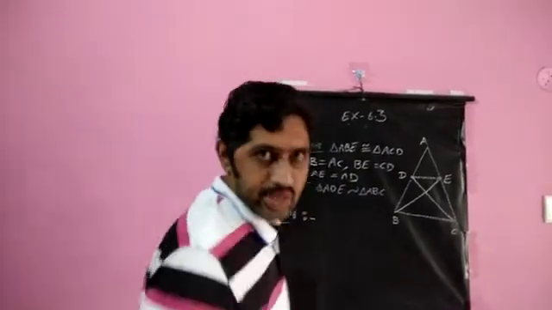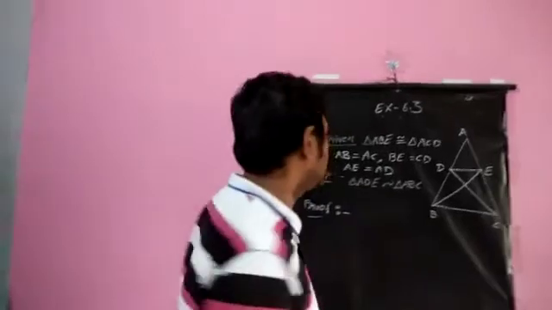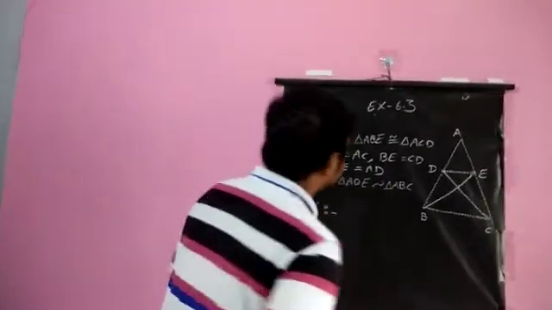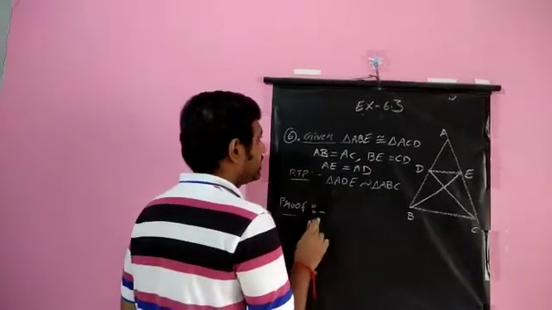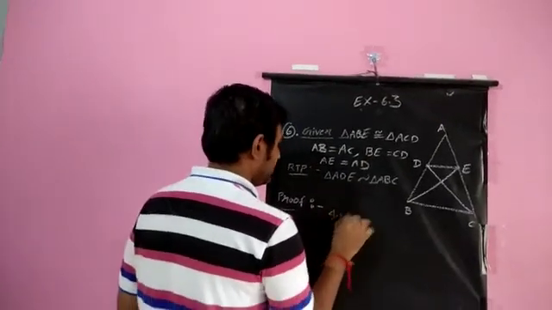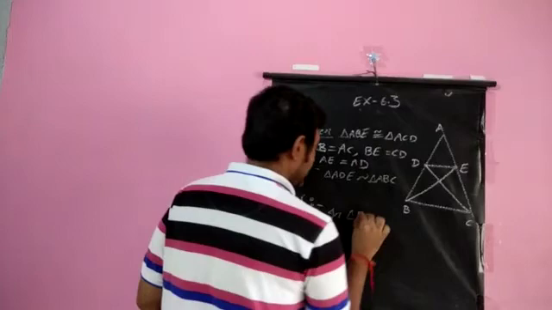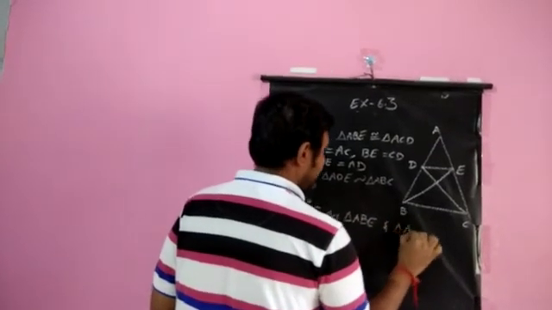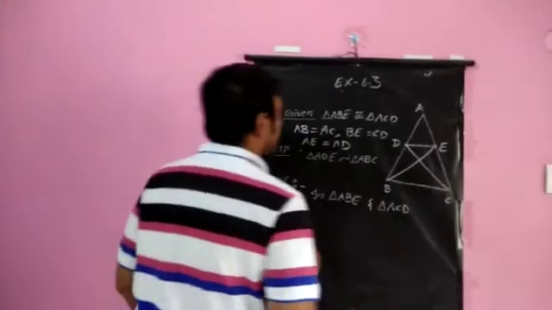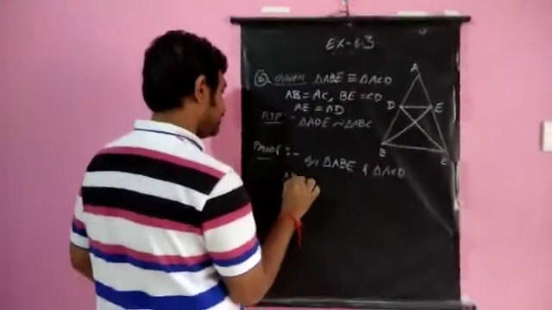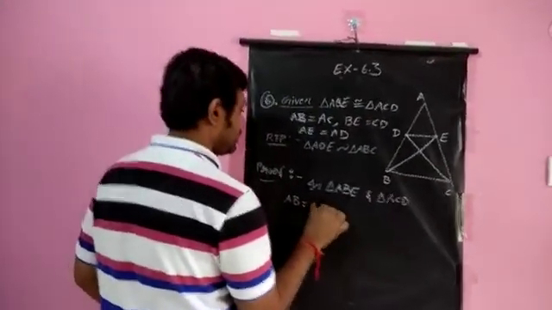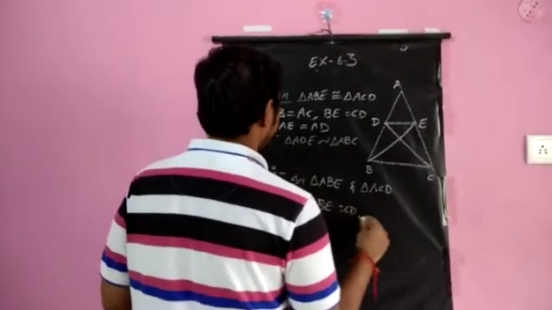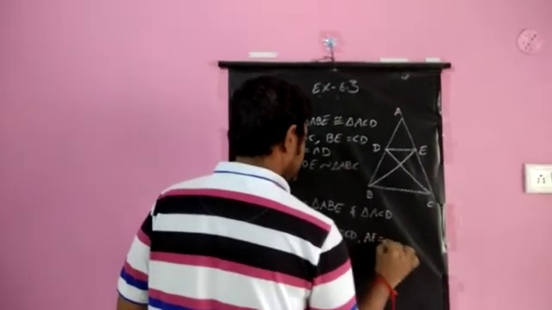If needed, we even need to see the angles being equal in order to prove that these two triangles are similar. This is not given. This I should write here actually. Triangle ABE and triangle ACD are given as congruent to each other. That I am writing here: AB equals AC, BE equals CD, and AE equals AD.